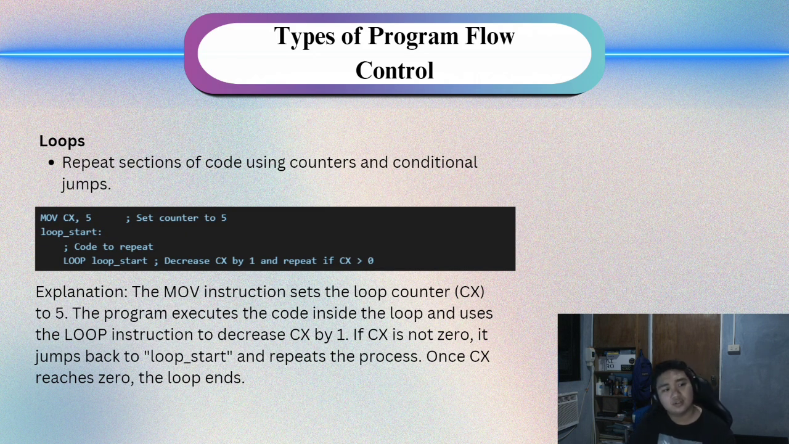Loops repeat sections of code using counters and conditional jumps. The MOV instruction sets the loop counter CX to 5. The program executes the code inside the loop and uses the loop instruction to decrease CX by 1. If CX is not 0, it jumps back to the loop start and repeats the process. Once CX reaches 0, the loop ends.